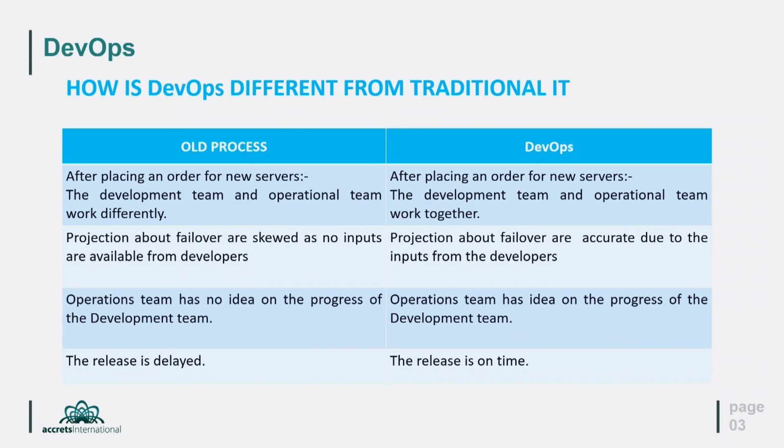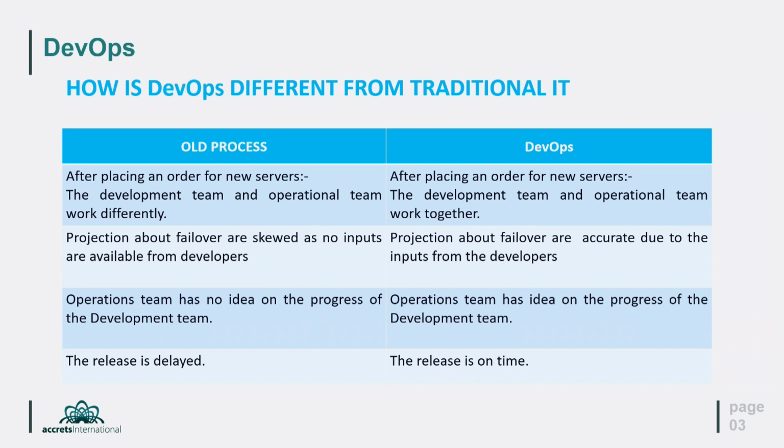In the old process, as both teams are working separately, the operations team does not have any clue about the progress of the development team. The operations team develops a monitoring plan as per their own understanding. Whereas in DevOps, the operations team is fully aware of the progress of the development team. They interact with each other and jointly develop a monitoring plan that meets the IT and business needs.